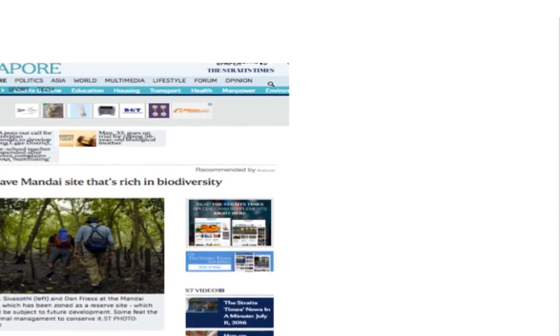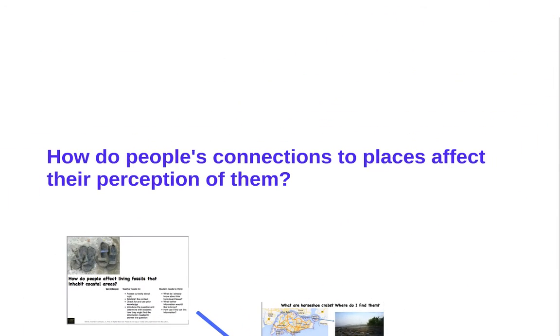And the key inquiry question that I'm going to look at as I select from the curriculum is the one that you see on that screen. How do people's connections to places affect their perception of them? And then I'm going to try to match my stimulus material with the inquiry question and the values approach. I'm going to be undertaking action learning, and I'm going to try to make this particular activity coherent.